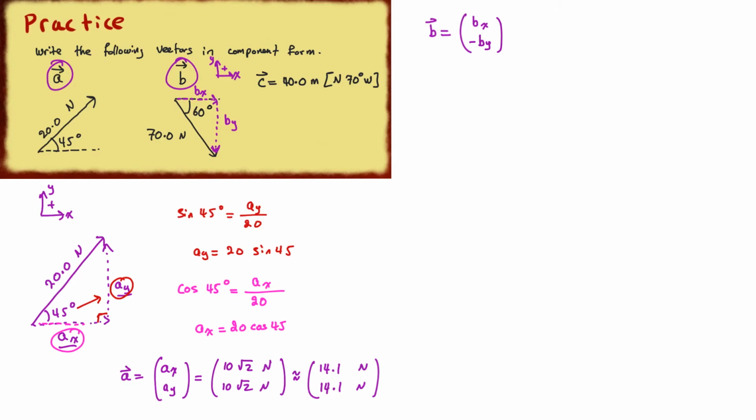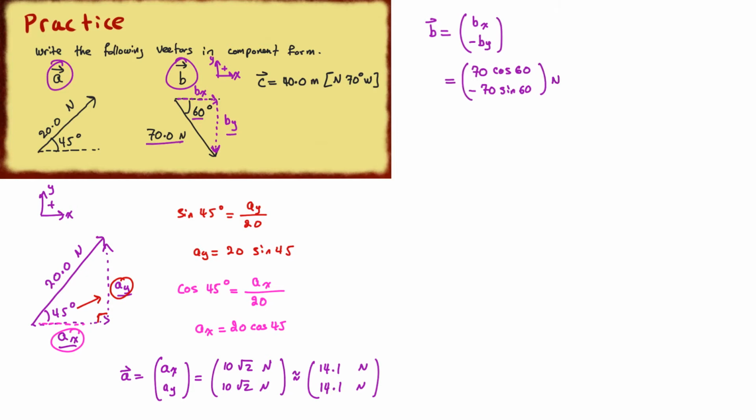For Bx, I will calculate it just right here, actually. So Bx is adjacent to my angle here, and my hypotenuse is 70. So this is 70 times, for adjacent, I use cosine of 60. And By is the sine. Because it's opposite to my angle 60, I have to use sine, so it's hypotenuse multiplied by sine of 60.